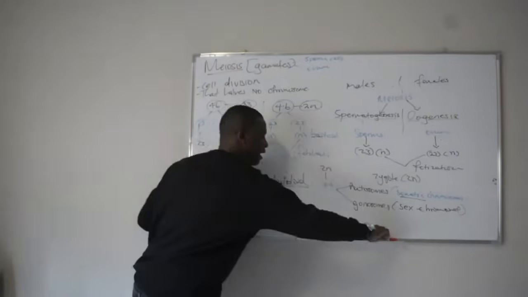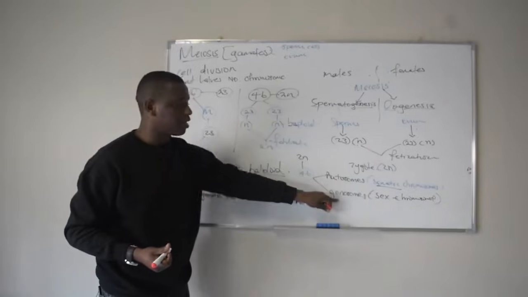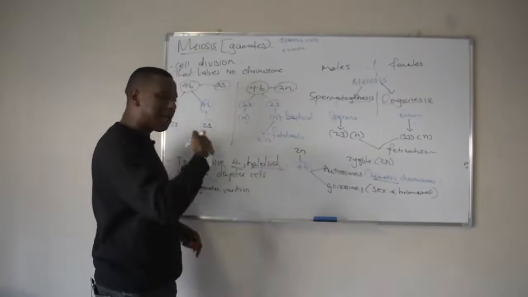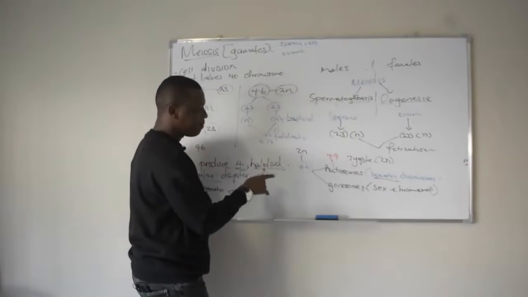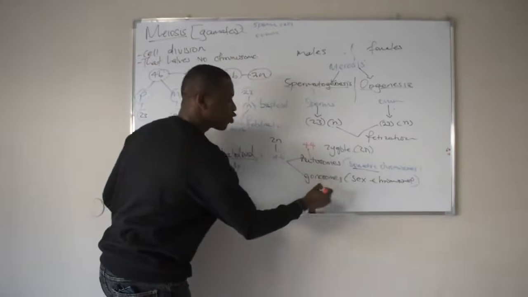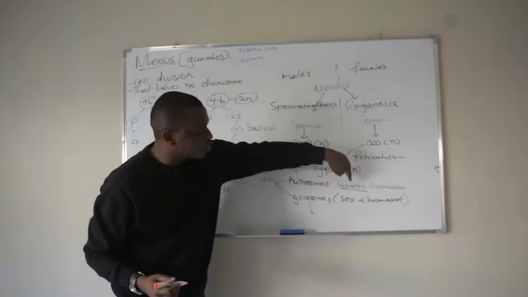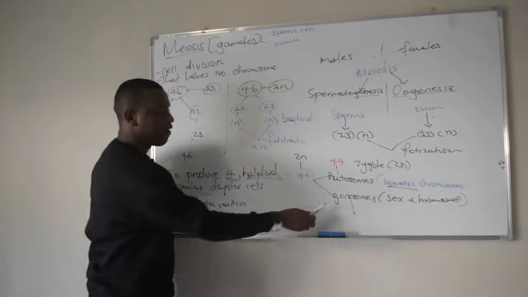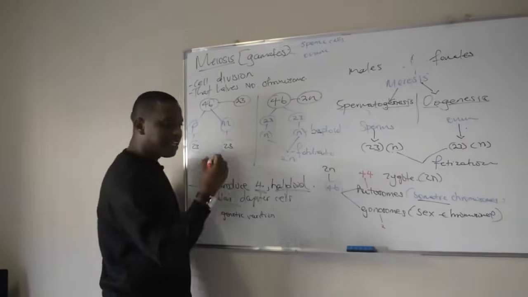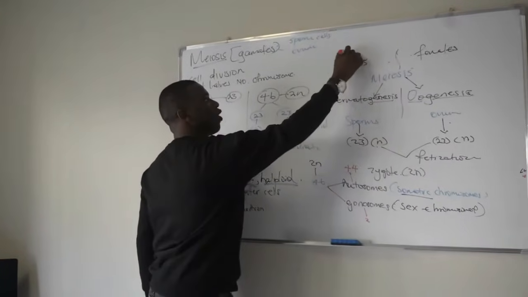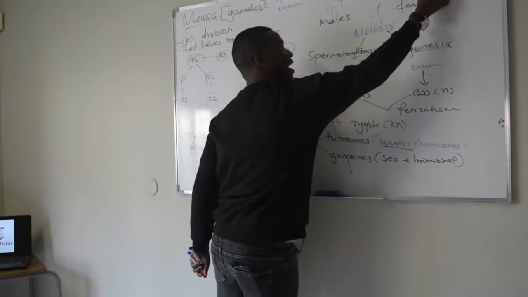Now, let me make an example about this. I'm saying we have autosomes and gonosomes in this 46. So how many autosomes do you have? You have 44 autosomes. That means how many gonosomes do you have? You have 2 gonosomes. Right. That means you have 44 somatic chromosomes and 2 sex chromosomes. Now, what are sex chromosomes? In males, we have XY. In females, we have XX.